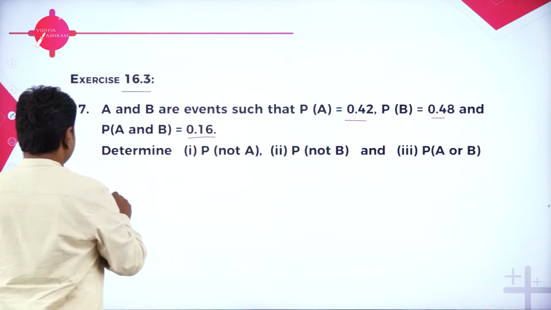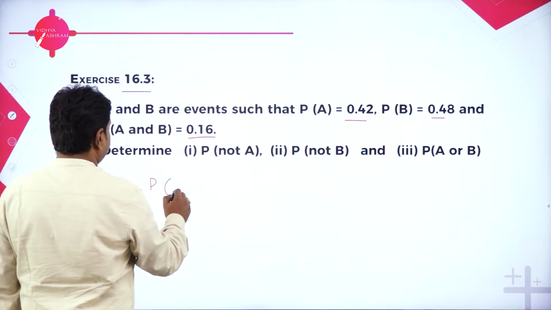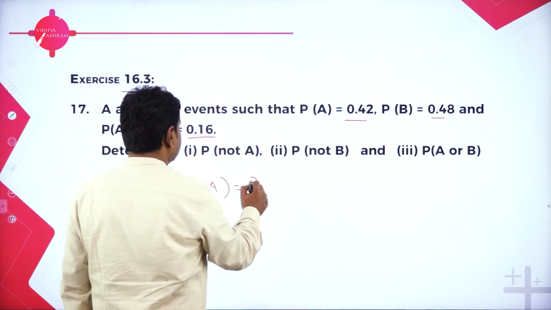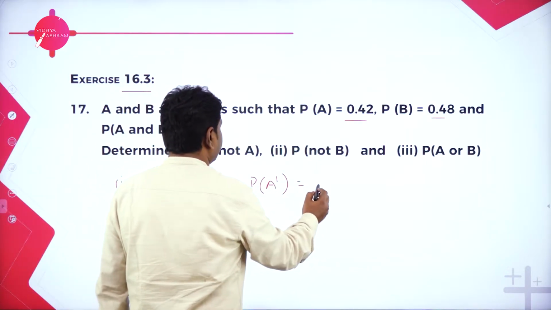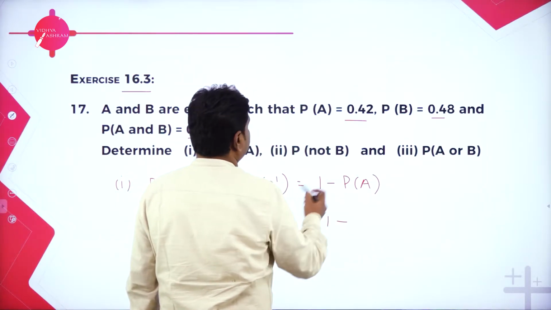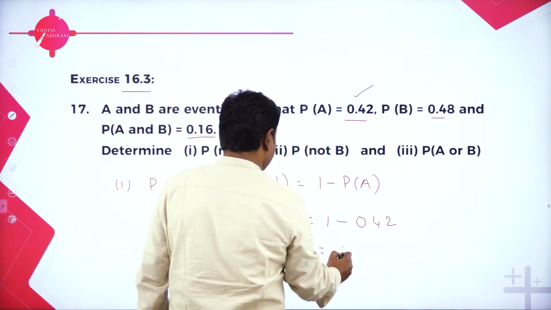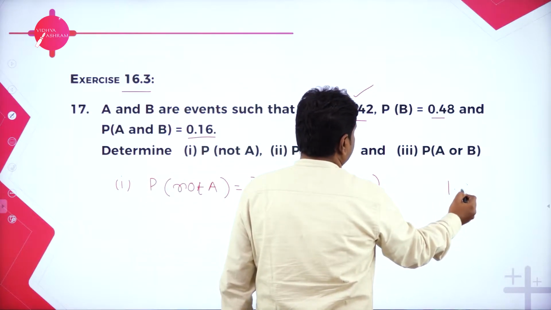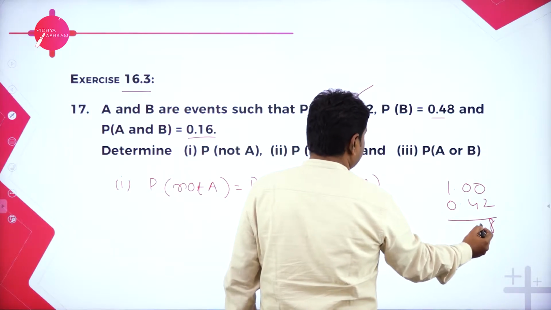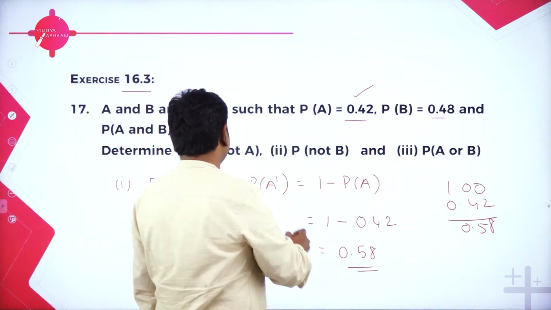So the first part, that is P of not A. P of not A is symbolized as P of A dash. What is P of A dash? P of A dash is 1 minus P of A. Probability of A they give is 0.42. So 1 minus 0.42, if you do, you will get 0.58. 0.58 is the probability of not A.